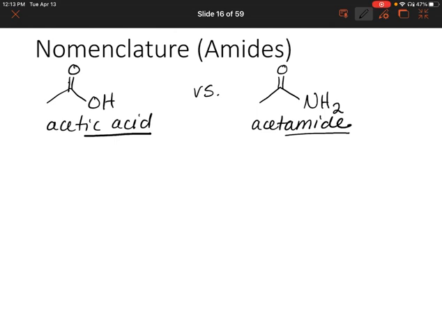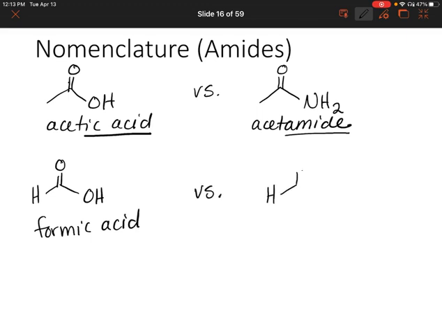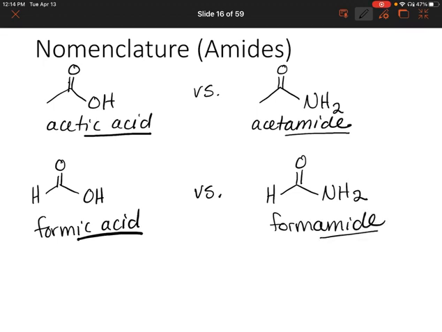And then let's say we're starting with formic acid, and we form a primary amide. What would the name of that be? So again, we're just replacing ic acid with amide. So formamide.